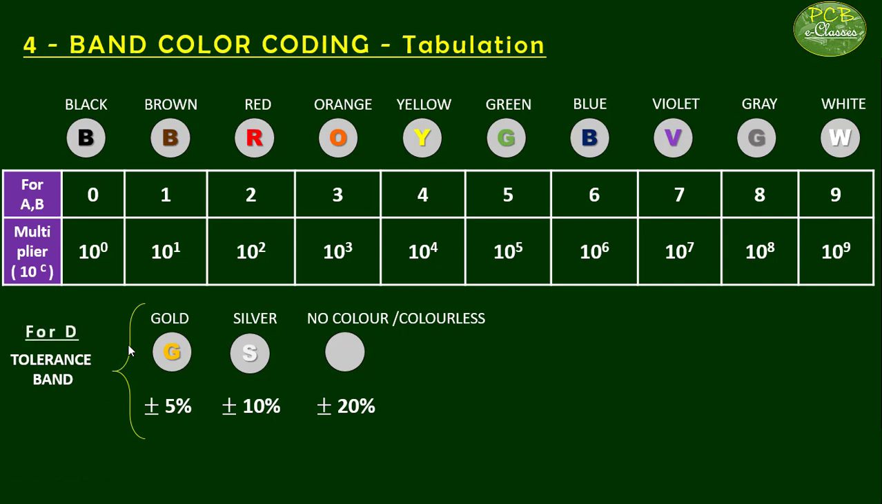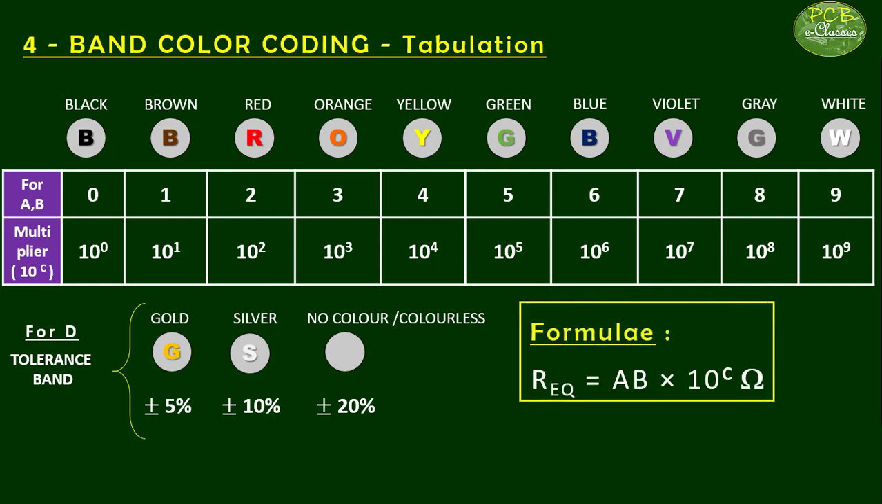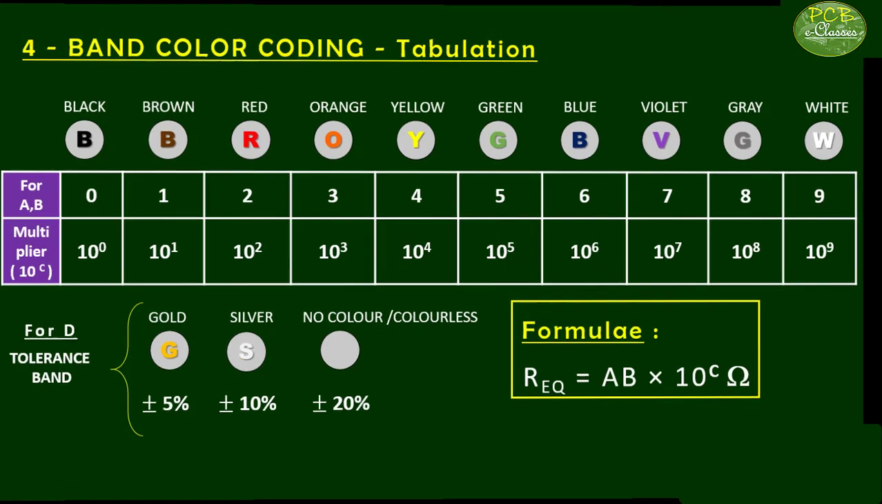How will the resistance value be written? The resistance value is written as AB multiplied with 10 to the power C ohm. We will discuss this tolerance band separately. For the time being, you can remember the R value, resistance value, will be AB into 10 to the power C ohms. You have to remember that one. Let us see an example.